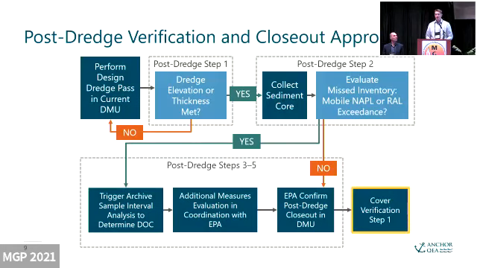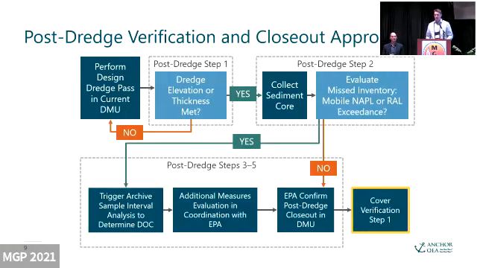And then we'll collect cores and evaluate for the potential of missed inventory. And so we'll collect about 5 cores per acre, prorated based on the size of our dredge management unit, or DMU. And those cores will then be evaluated for the presence of mobile NAPL, and the chemical concentrations will be compared to the remedial action level, which comes from the 2017 ROD for our site. If we don't have NAPL or a RAL exceedance, then we'll close out that particular dredge management unit.